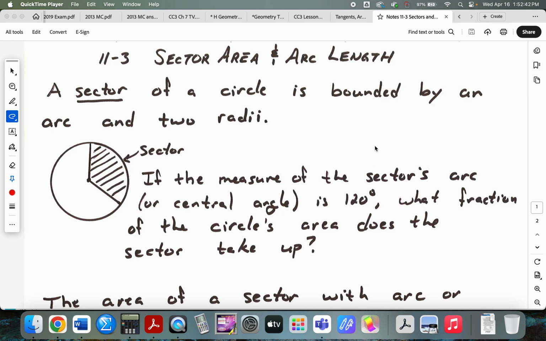You've got these two radii and you've got this arc out here. This is a sector. So quick question, if the measure of the sector's arc or central angle is 120, what fraction of the circle do we have? 1/3. We have 1/3, that's exactly right. Because 120 out of 360 is equal to 1/3. So if I knew the area of the whole circle, if this central angle was 120, I could just take 1/3 of the area of the whole circle and I would have the area of the sector.